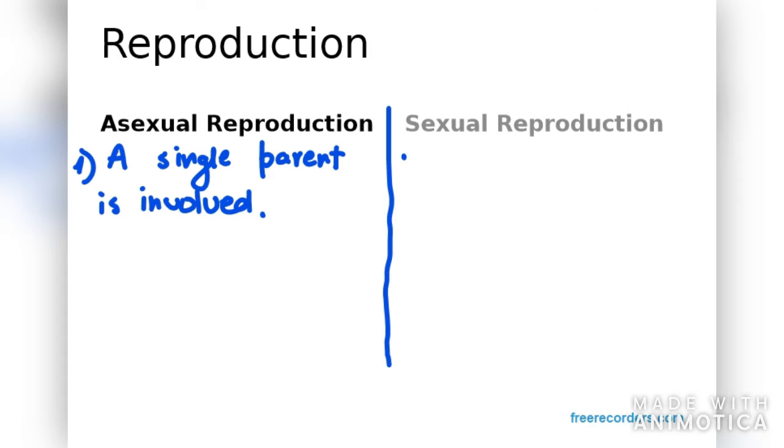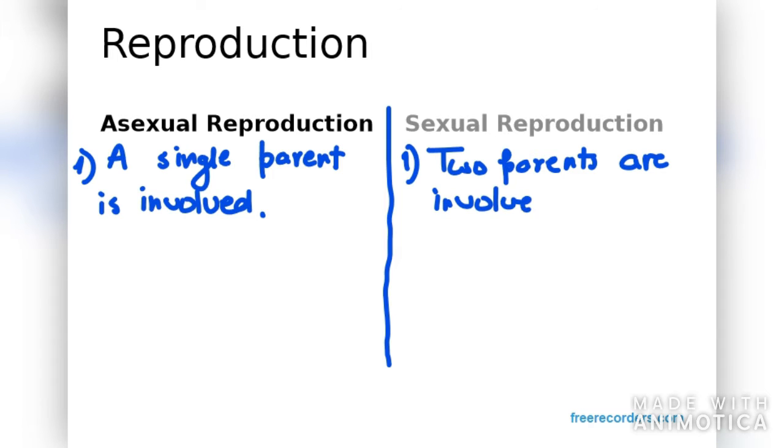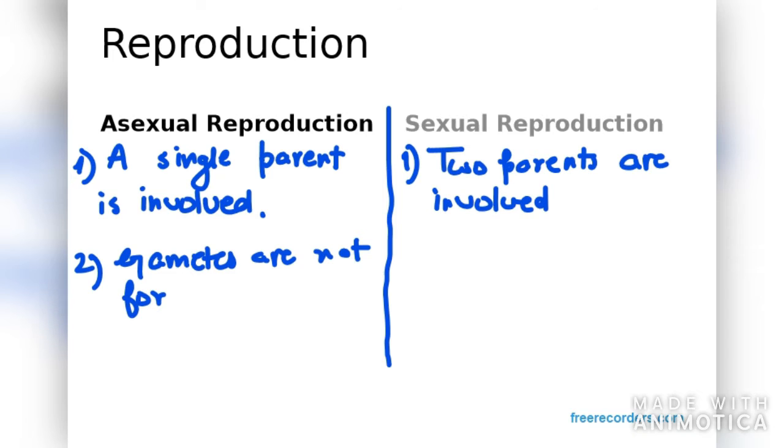Whereas in the case of sexual reproduction, you have to write two parents are involved. Now in the second one, you can write gametes not formed. In asexual reproduction, there are no gametes. Gametes are not formed, whereas in the case of sexual reproduction, gametes are formed.